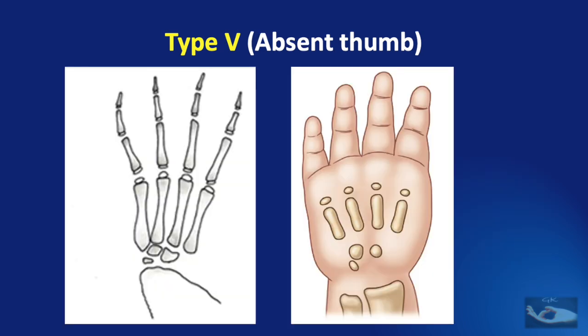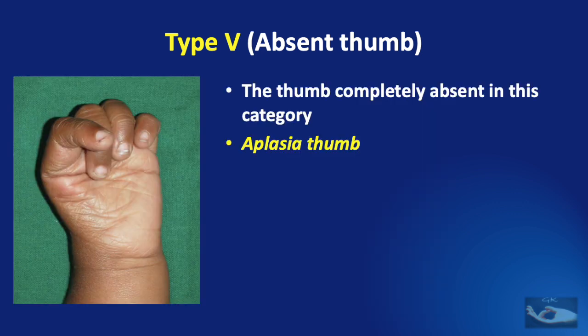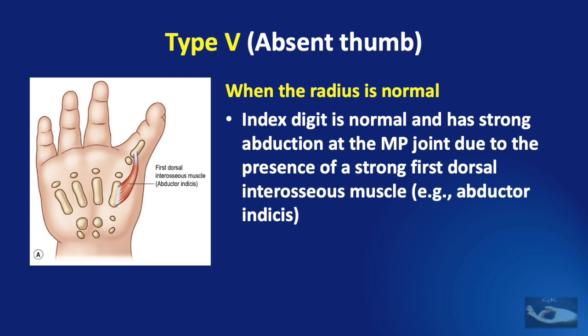When there is no thumb at all, it is known as type 5 congenital thumb hypoplasia. It is otherwise called aplasia of the thumb. In this condition, the function of the index finger is very important, and this differs depending on the severity, which is seen by the development of the radius. When the radius is normal, the index digit is normal and has strong abduction at the metacarpophalangeal joint due to the presence of a strong first dorsal interosseous muscle, which is sometimes called the abductor indicis.